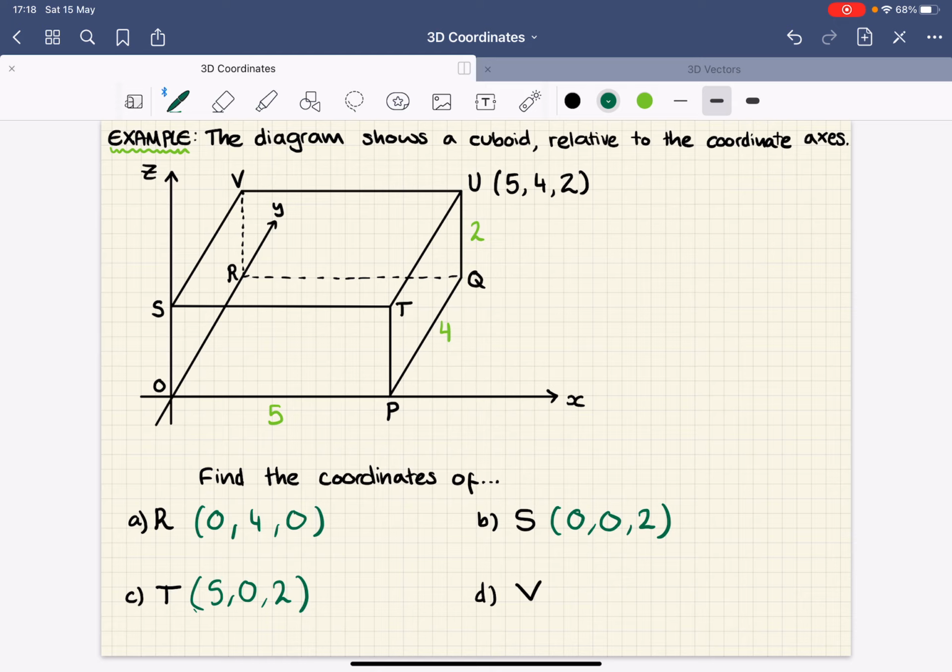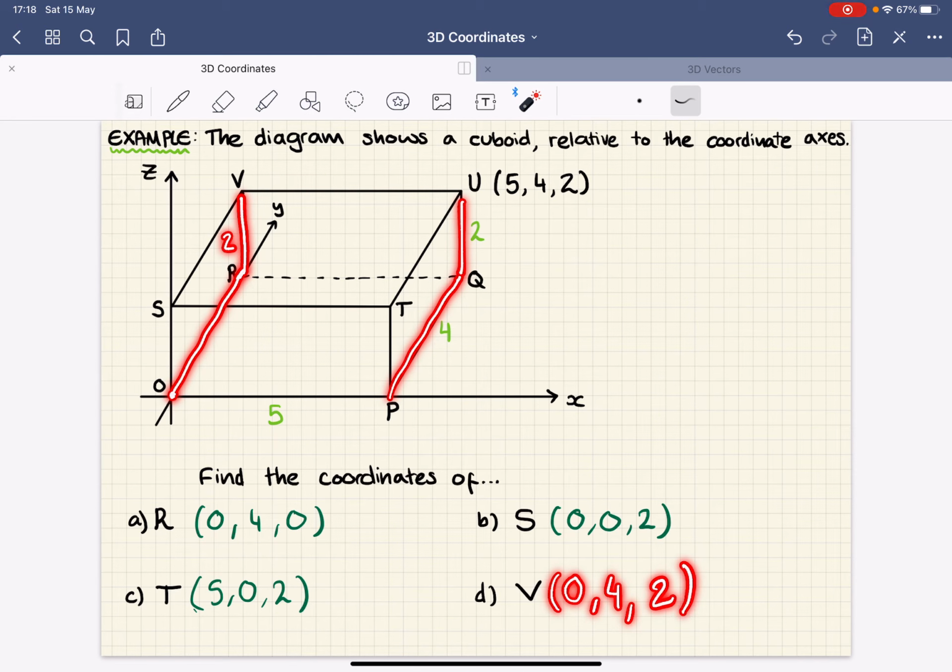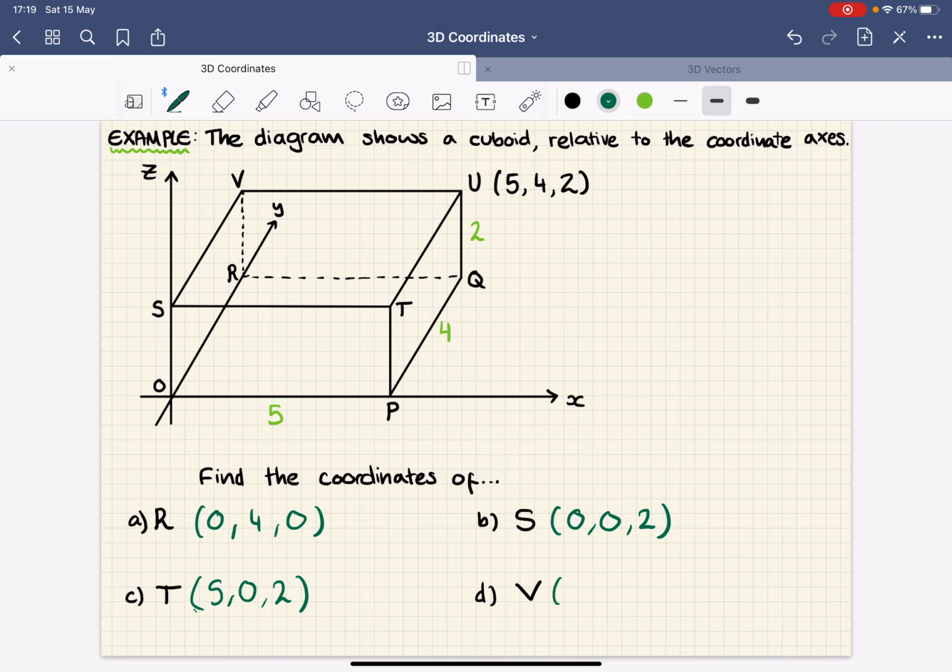And then last one, V. For my V, do I go across? No, I don't. So that's going to be 0. Do I go into the background? Yes, I do. And that background distance is 4. And then do I have to go up? Yes, I do. I had to go up by that 2 there. So my set of coordinates there are going to be 0, 4, 2.